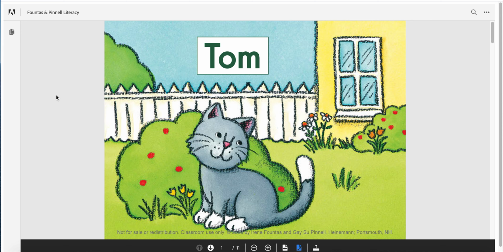Oh, it's a kitty cat. I love cats. This book, look at the title. It starts with a T. What sound does T make? Oh, T starts in my name, like Tabor. T makes the T sound. O is tricky. Tom. This book is called Tom. I wonder if the cat's name is Tom. Let's find out. I am going to read this.